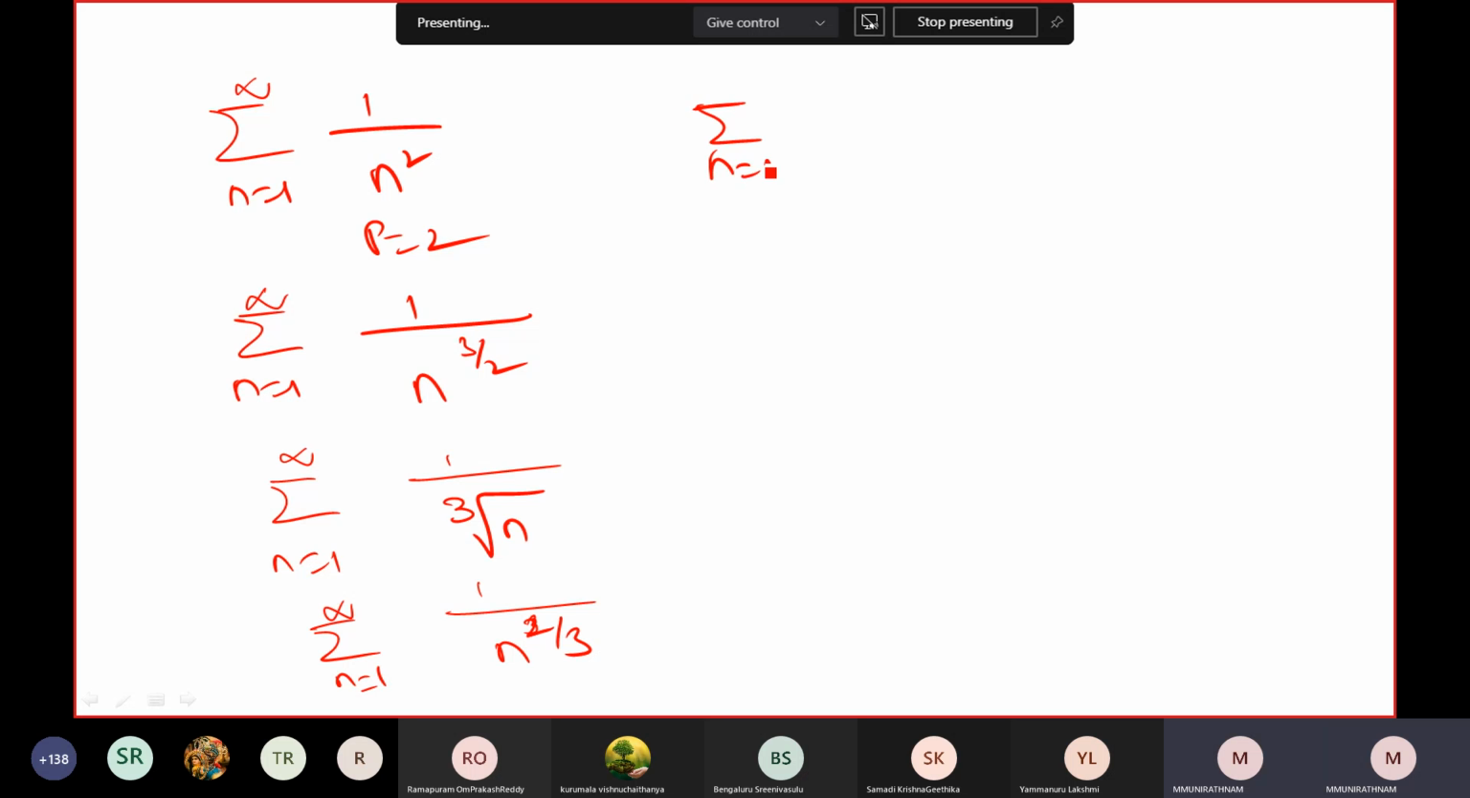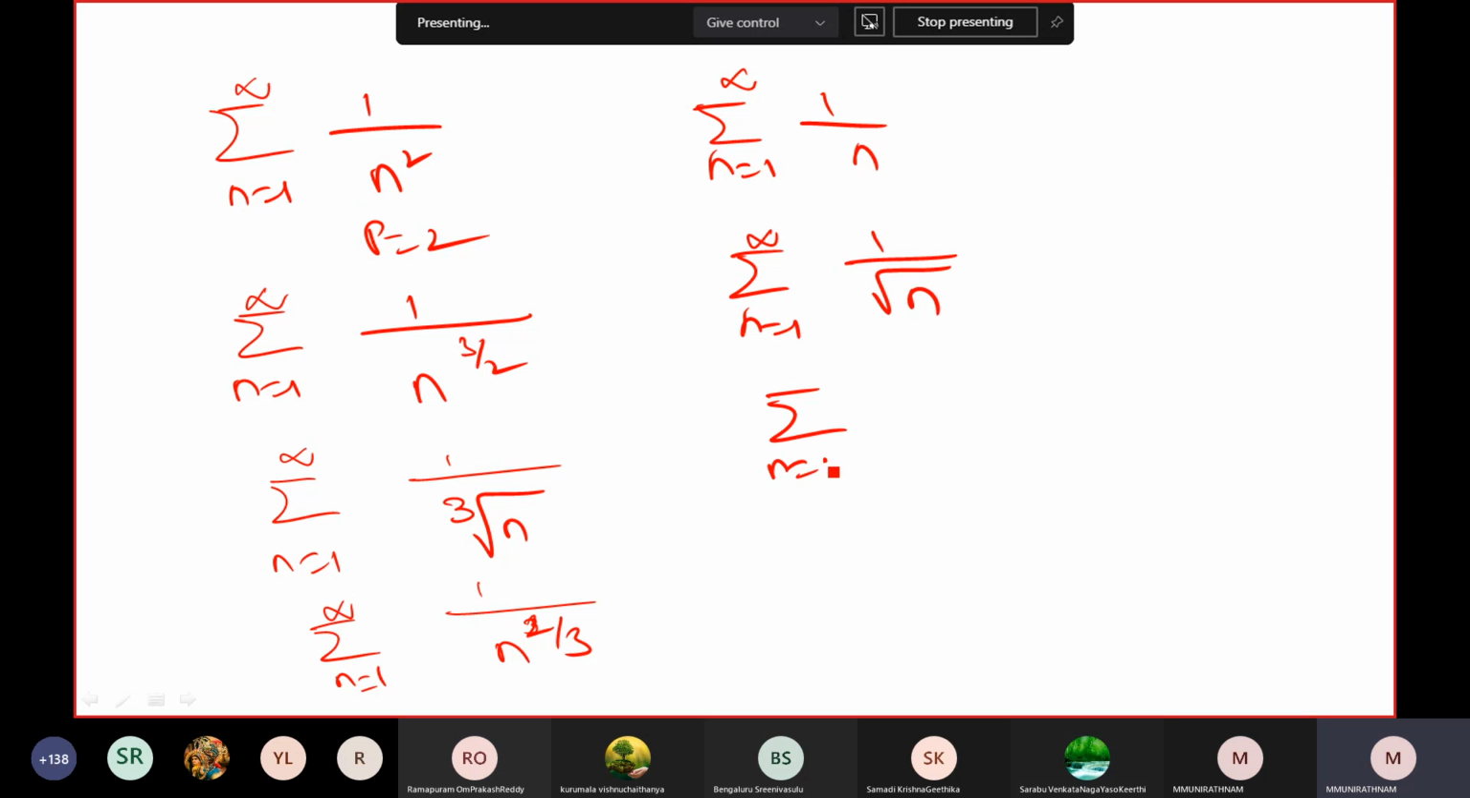Summation n equal to 1 to infinity 1 by n. Converges or diverges? Diverges, sir.